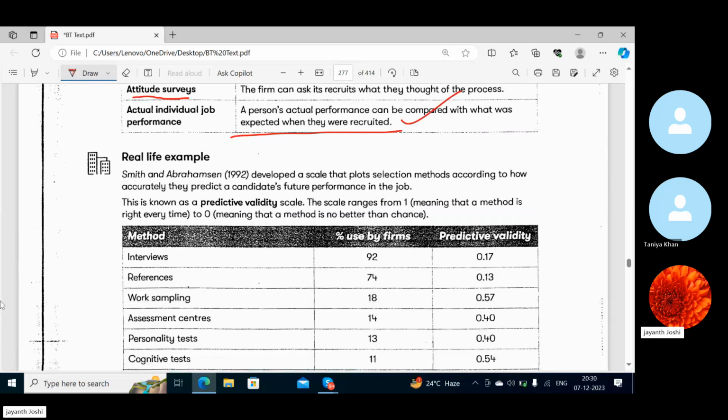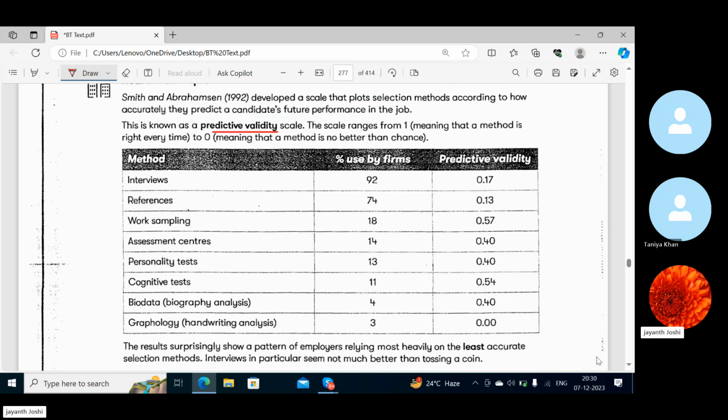So there is a real life example. Smith and Abrahamson, 1992, developed a scale that plots selection methods according to how accurately they predict a candidate's future performance in the job. This is known as the predictive validity scale. The scale ranges from 1, meaning that a method is right every time, to 0, meaning that a method is no better than chance. So 1 is right, and if it is 0, then there is no result.